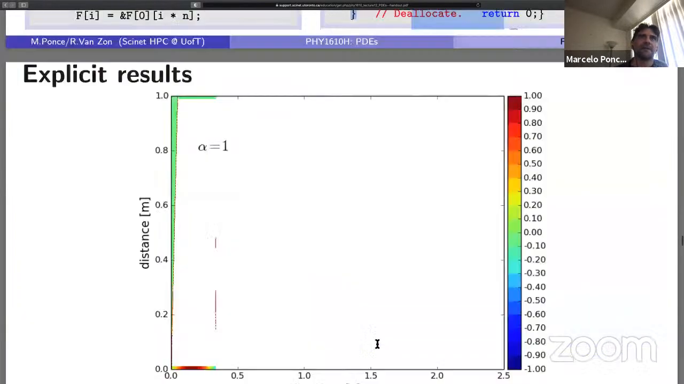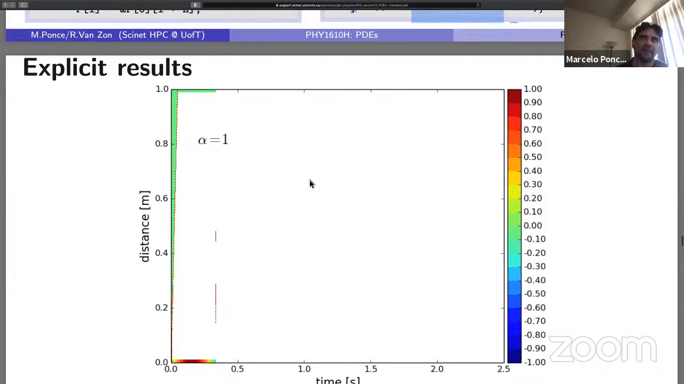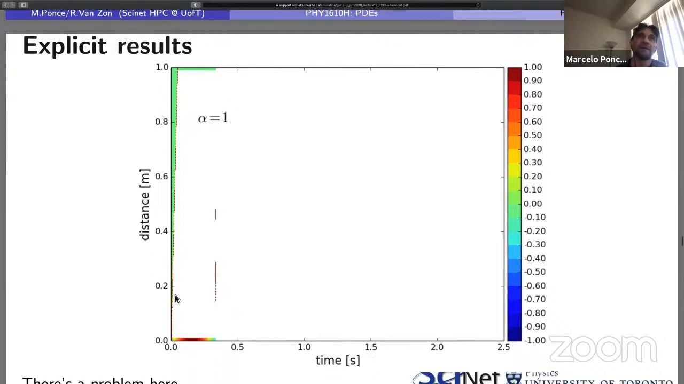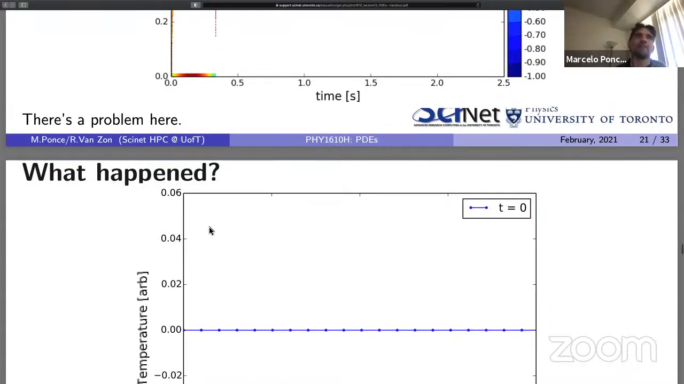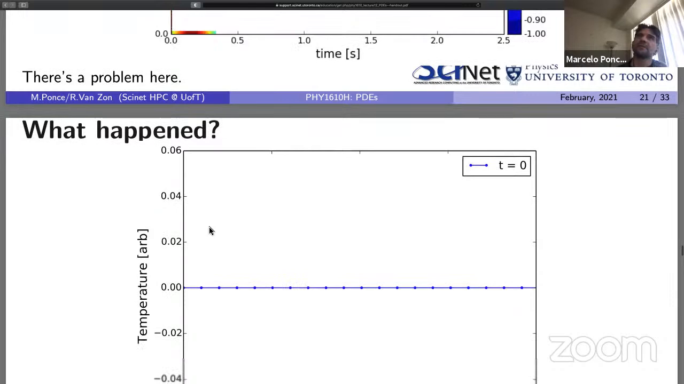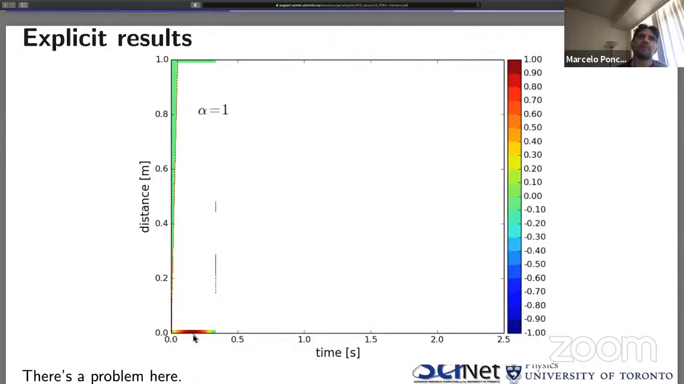So if we run this, I set the value of alpha, or the computation of alpha, equal to 1. So this is time and this is distance. This is a little bit rotated, but this is the time evolution and the distance. What you see is a profile, so this is the solution. Something is not quite right because basically the solution died very quickly.